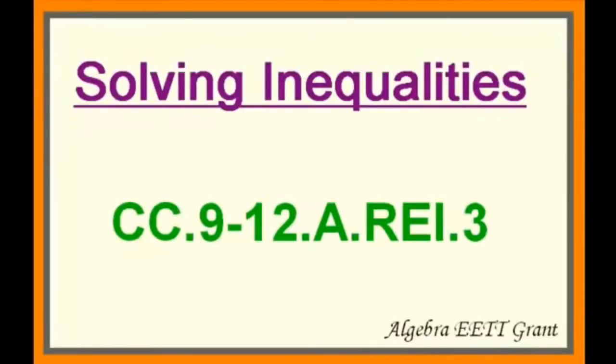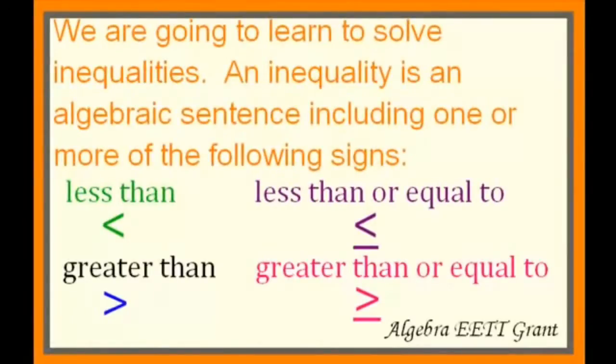Today's lesson is about solving inequalities. It is Common Core 9 through 12 Standard A.REI.3. We're going to learn all about inequalities in this lesson. So we need to know the four different types of inequalities: less than, less than or equal to, greater than, and greater than or equal to.